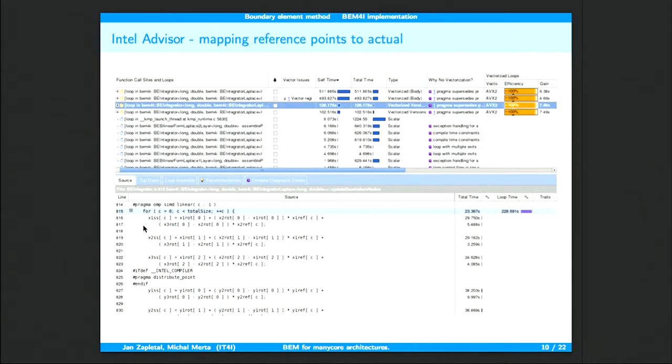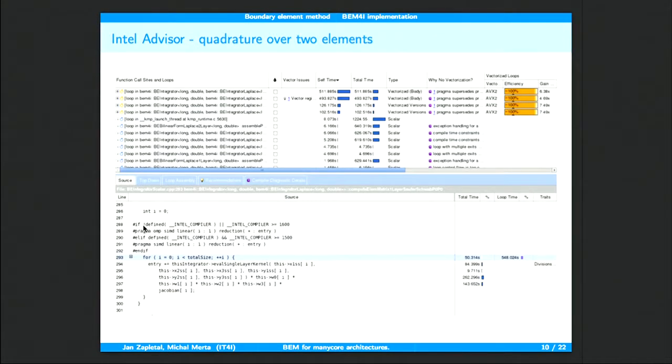If you do all of this, then you make the Intel Advisor happy. Basically, what we do is that we try to optimize the code until it says 100%. So this is for the computation of the actual quadrature nodes. This is for the integration itself.